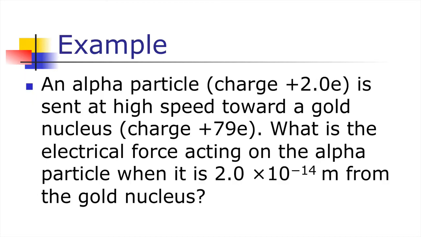So another example. Let's solve this example that we see on this slide. It states that an alpha particle with charge 2e is sent at a high speed towards a gold nucleus. Okay, now I'll explain what that 2e means. A gold nucleus has 79e. What is the electrical force acting on the alpha particle when the distance between them is 2 times 10 to the power of -14 meter?